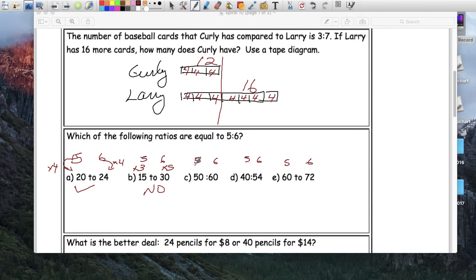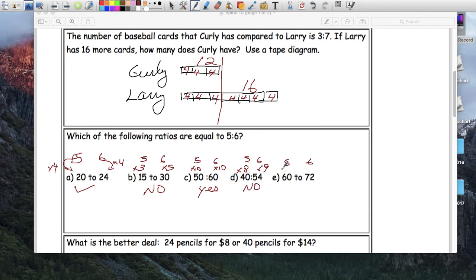5 to become a 50 was times 10, and a 6 to become a 60 was times 10. Both of them were multiplied by 10, so this is a yes. 5 to become a 40 is times 8, and 6 to become a 54 is times 9. So this is a no.